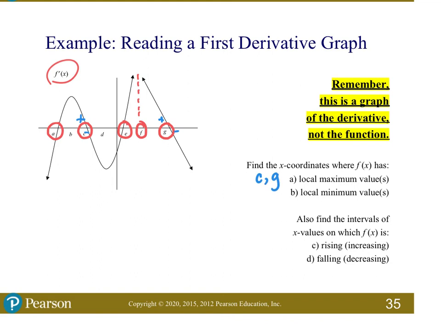A minimum value is when the derivative is changing from negative values below the x-axis to positive values above the x-axis. That happens here from below to above. It happens at E from below to above. And at F, it stays above the x-axis on both sides. So the only minimum values are going to be A and E.